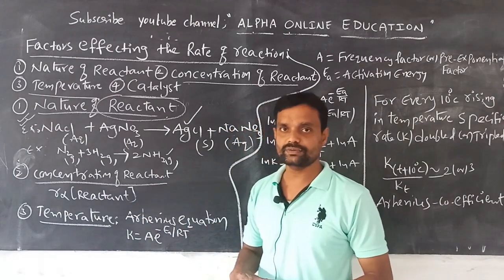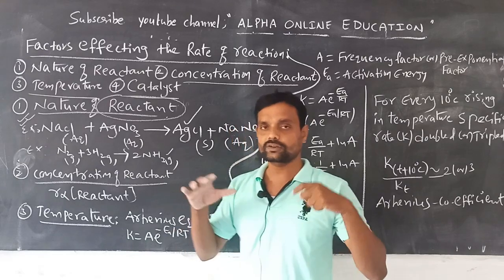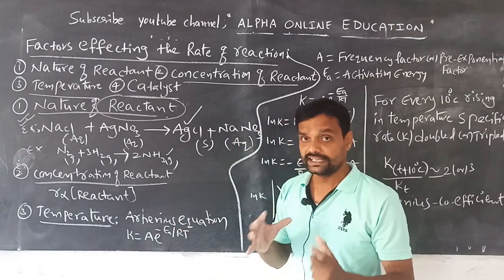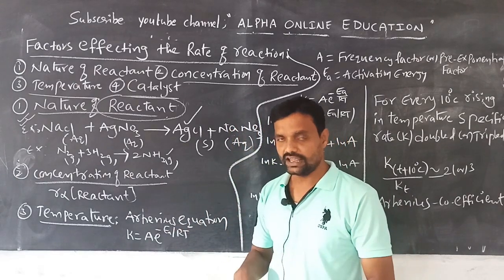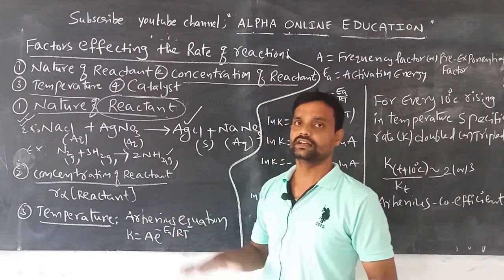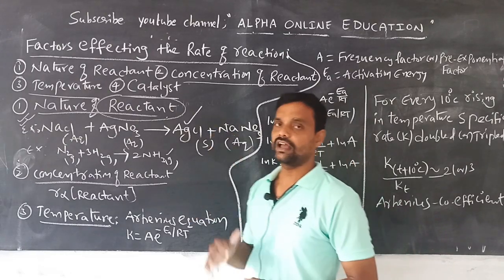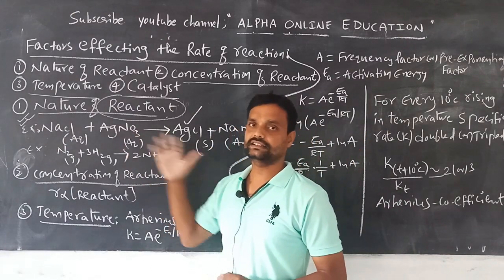When ionic nature is present, just the attractions will be present between the ions. When the covalent nature of reactants is present, the covalent bond will be breaking and a new covalent bond will be making. This is the time taken process. So the rate of reaction, the speed of reaction, will be less compared with the ionic nature of the reactant reaction.